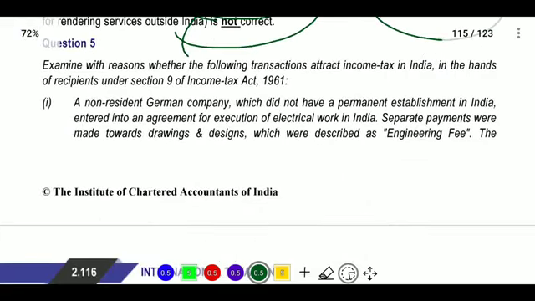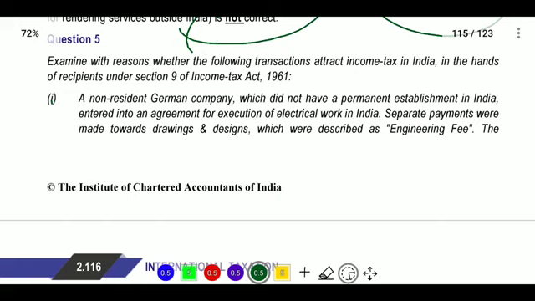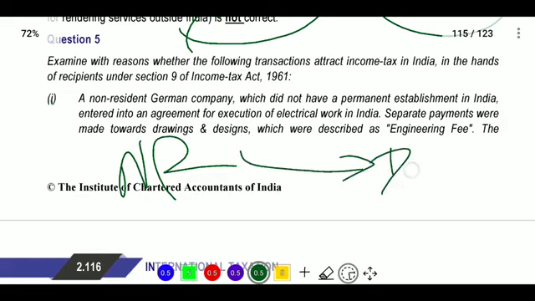Next, fifth question. In the fifth question, examine with reason whether the following transaction attracts income tax in India in the hands of recipient under section 9(5) of Income Tax Act 1961. That is, they have provided some transactions and we must say whether the income in the hands of the recipient attracts income tax. Okay, a non-resident Germany company which did not have permanent establishment in India enters into an agreement for execution of electric work in India. So he is executing work in India.